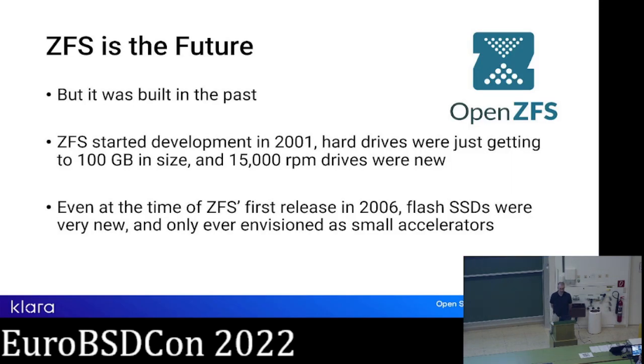While we talk about ZFS as the future of file systems, and a lot of us have done that, and after having used it a bit, can't really imagine trying to live without it, we're also starting to realize that ZFS was built originally in 2001. At that time, a hard drive was about 100 gigabytes, if you were lucky. And 15,000 RPM hard drives had just been invented. And flash wasn't really a thing yet.